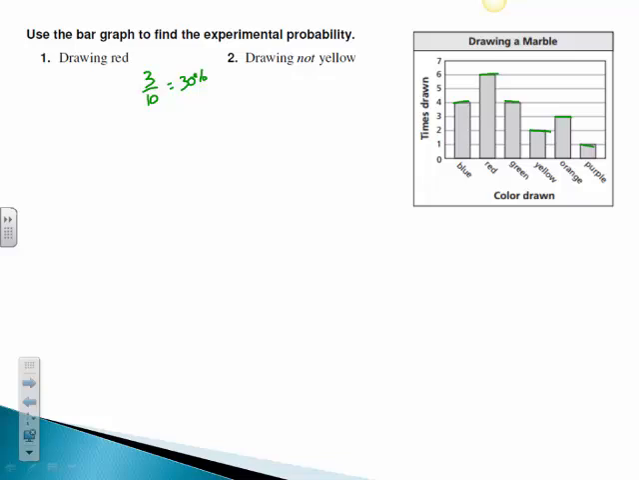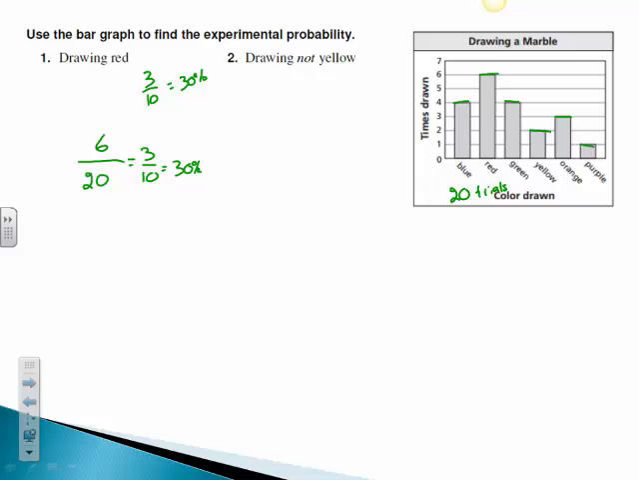Drawing red. How many red do we have? We have 6. And if you counted all of these up, you would have gotten that we had 20 trials. That doesn't mean we had 20 marbles, but we had 20 trials. And so it's 6 out of 20. And when you simplify that, you get 3 out of 10, which is 30%.